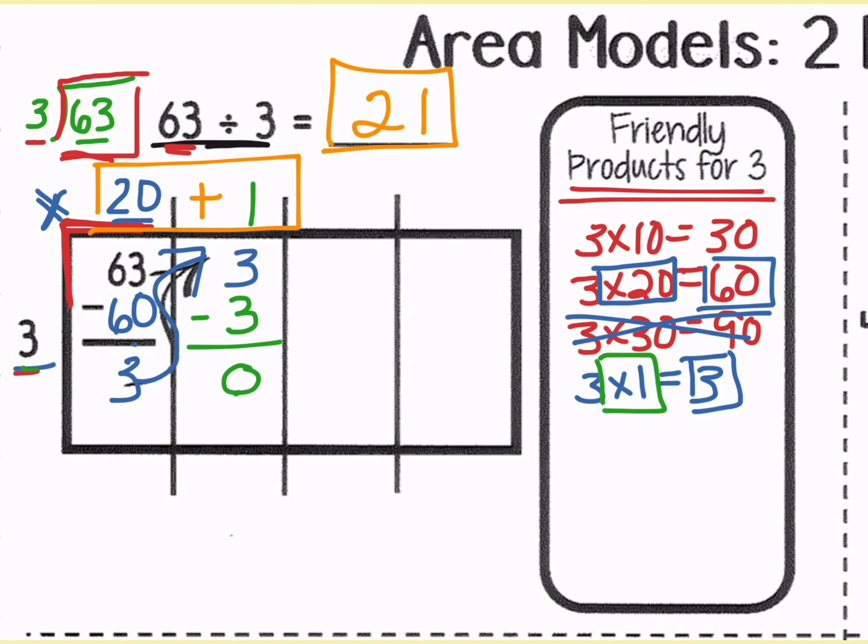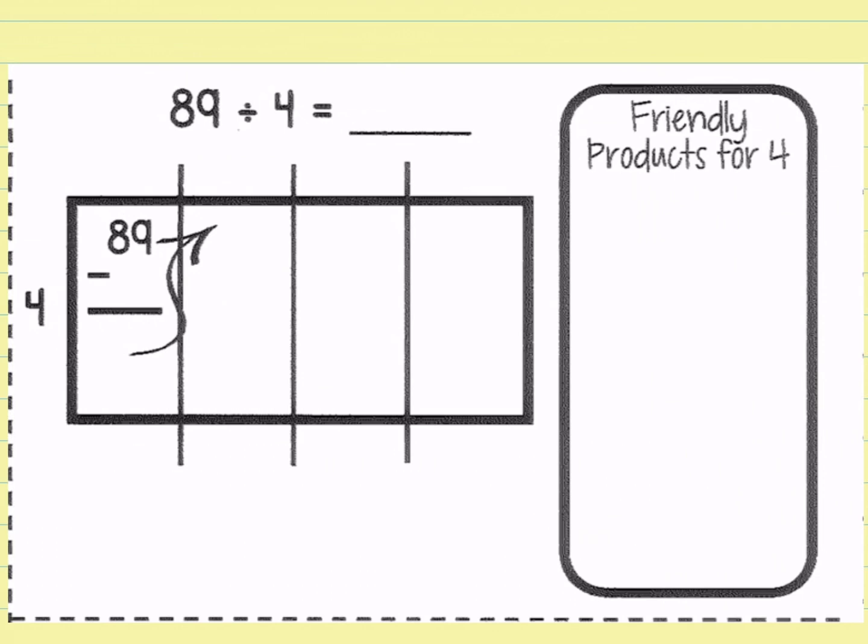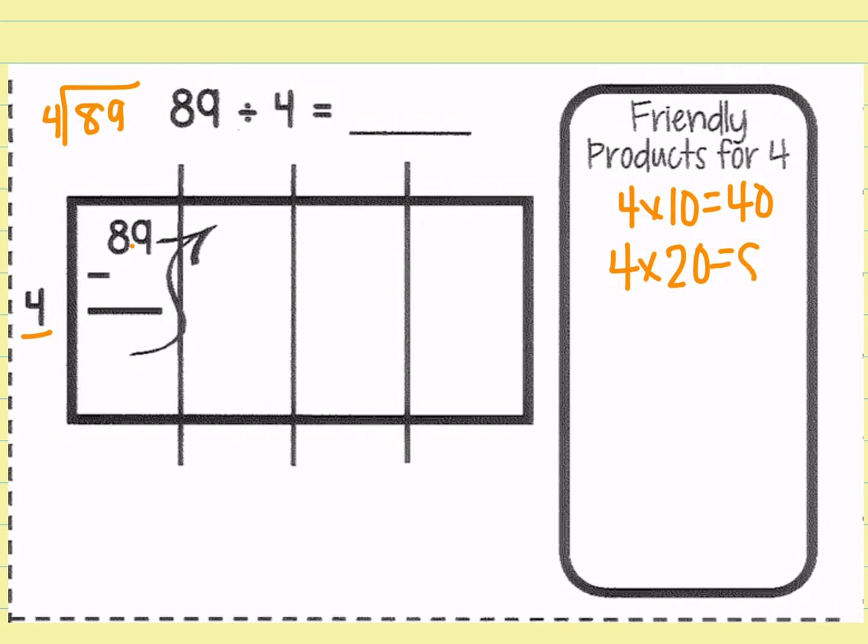Okay, let's try another one. We have 89 divided by 4. Remember, I can write in my division house, 89 divided by 4. My divisor goes here, my dividend in the box. Let's do our friendly numbers. 4 times 10 equals 40. 4 times 20 equals 80.